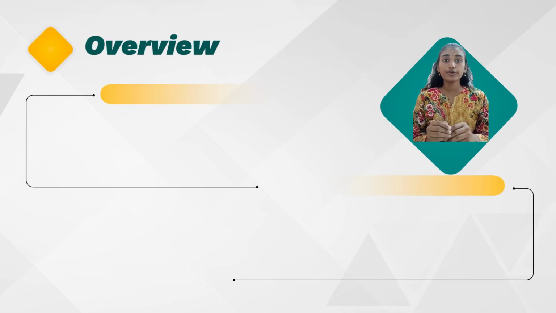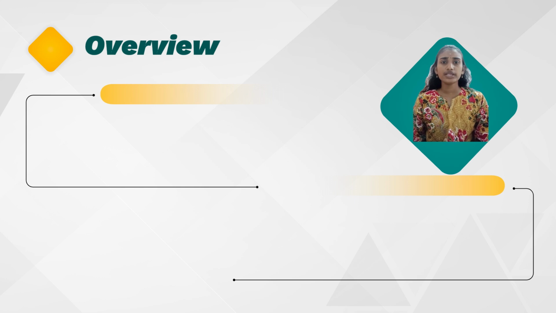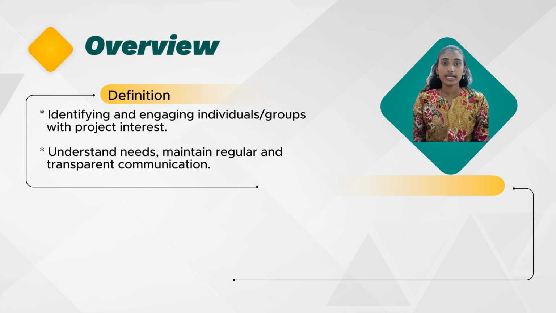Before we go deeper into stakeholder communication, let's define what we mean by it. Everyone has had doubts about what stakeholder communication is. It refers to the process of identifying all the individuals or groups that have an interest or stake in the project. It helps to understand their needs and expectations and also maintains regular and transparent communication with them throughout the project life cycle.